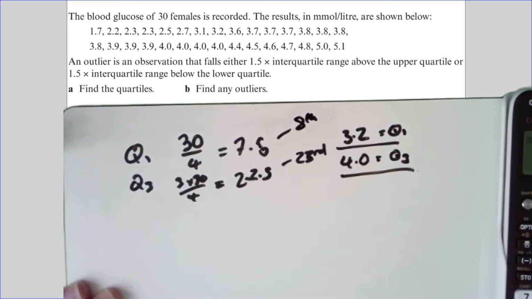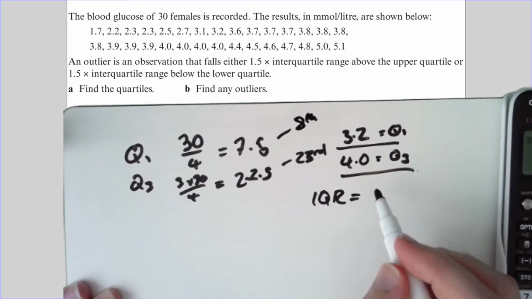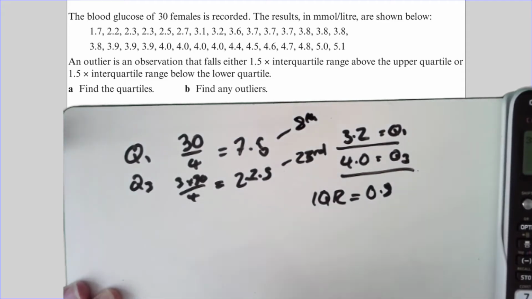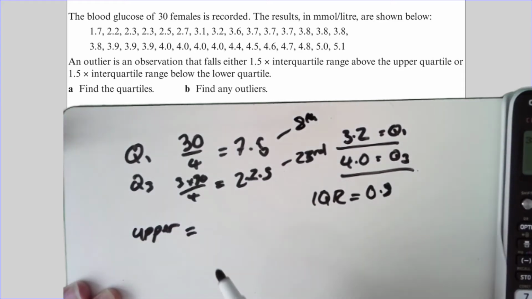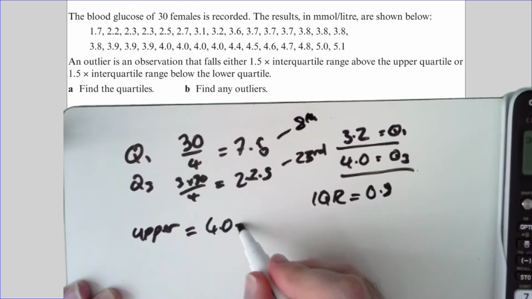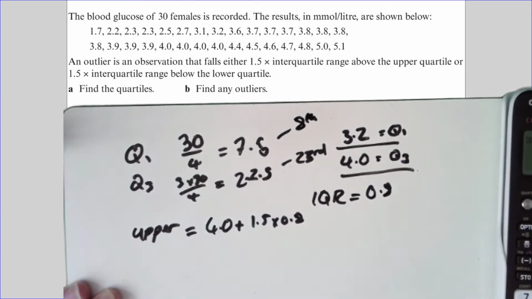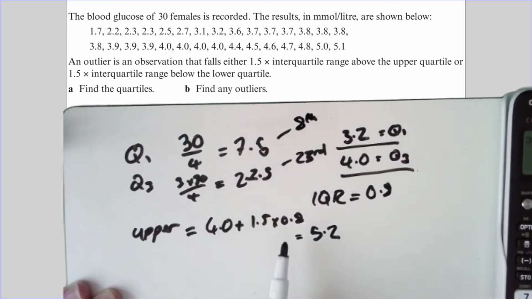So now I've got them, we can work out the interquartile range, which is actually 0.8. So when we come to look at our upper bound, this is Q3, which is 4.0, plus 1.5 times 0.8. This is 1.5 times the interquartile range. This comes out to be 5.2, because 1.5 times 0.8 comes out to be 1.2, plus the 4, we get 5.2.